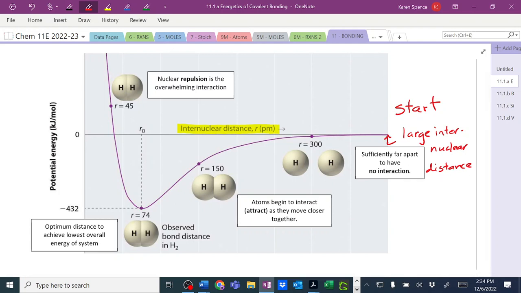So what we're graphing on the y-axis, the potential energy generated by those two atoms, is 0 because they don't have any interaction. If there's no interaction, they can't be affecting each other's energy. Yes? But as they start to come closer together, they begin to attract. And if there's an attractive force, the potential energy goes down as they move closer together.